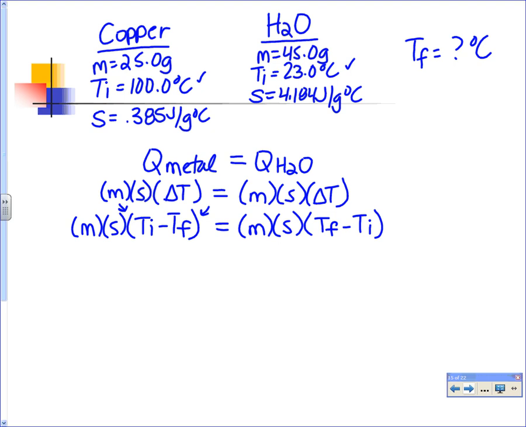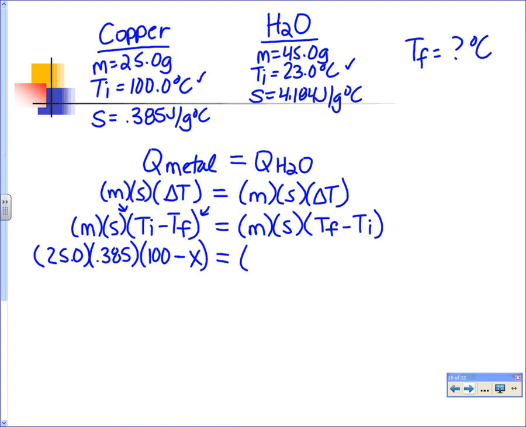From here, it really becomes a plug and chug problem. Get your numbers in and start working through the math. I do like to leave my units out on this type of problem because it gets a little bit cluttered. So we have 25 grams. The specific heat was 0.385. We have T initial, it was 100. We're looking for T final, so I'm going to set it equal to X.